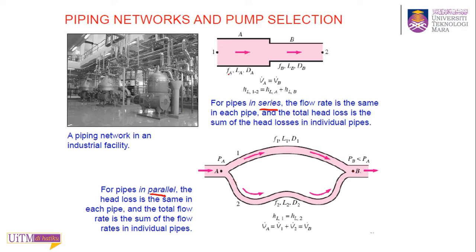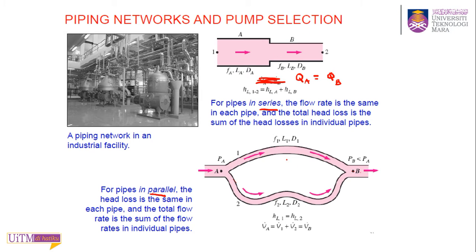Okay, so what is the difference between these two piping networks? For the first one, the series, because it is connected in series, the flow rate is the same in each pipe. The flow rate, V dot, I use Q before, so you will not be confused. The volume flow rate in each pipe will be the same: QA and QB, because it's connected in series.